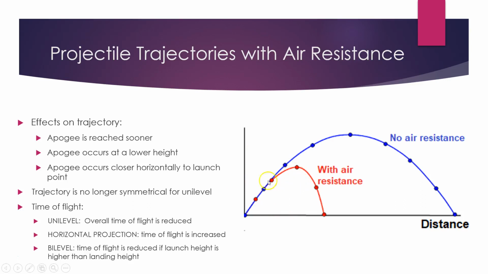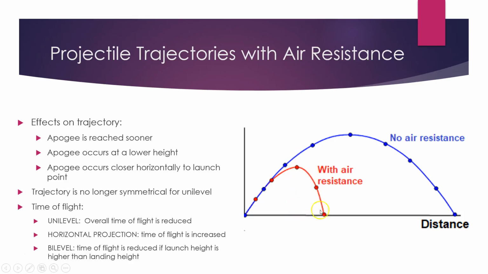You'll also notice another fact there, which is that the trajectory is no longer quite symmetrical. So before, if you put a line down the middle for unilevel projection, the two sides of that trajectory would be mirror images. It's symmetrical, in other words. Here though, if you put a line down the middle, you can see that it's kind of steeper on that side. It's no longer symmetrical, and it's steeper on this side because the horizontal velocity is much smaller.